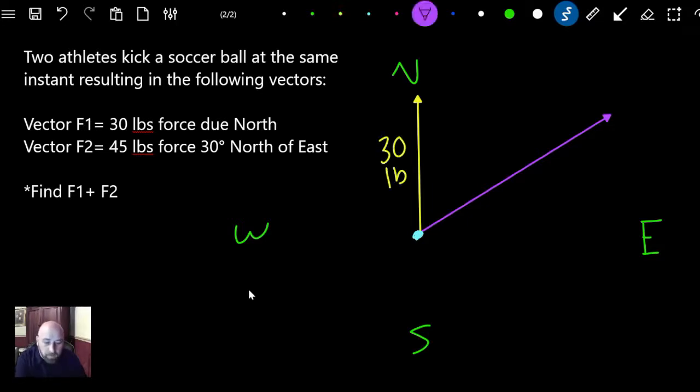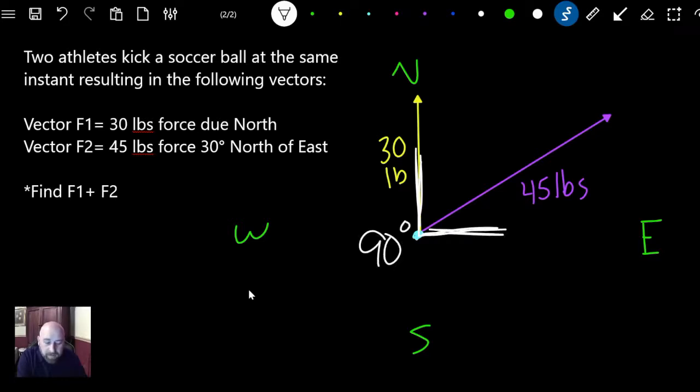The second one, this purple one, was 45 pounds. Okay. And now, remember, this angle right here is a 90-degree angle, right? But we don't have a right triangle here because this was 30 degrees north of east. So what do we have here? We have complementary angles, right? So the whole angle equals 90 degrees. This piece is 30, so what is this missing piece right here? Well, it's a 60-degree angle, right? Okay, so we're at a 60-degree angle.